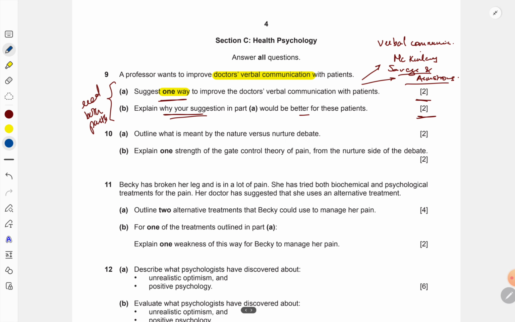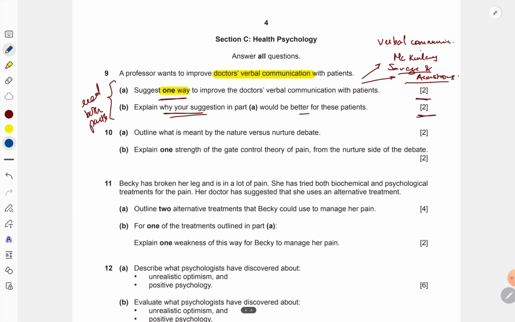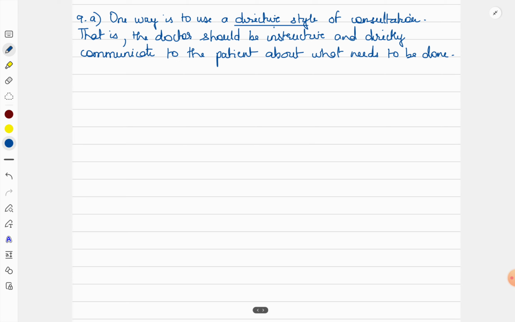Okay, I'll look at the question, what they've said. Improve verbal communication. So directly communicate to the patient about what needs to be done. There's no specific scenario given to us as such. They're just asking for general improvement in verbal communication. So I'm not able to relate it with any example that what the doctor should be direct to the patient about. So I've just written it vaguely, whatever has to be done.